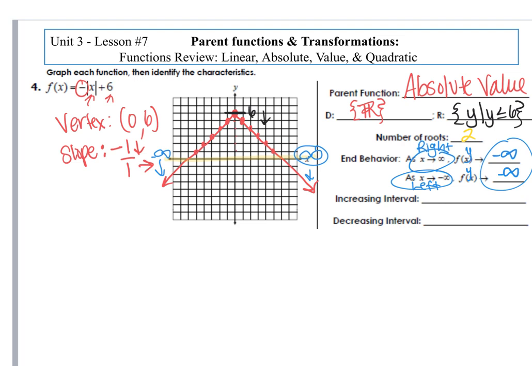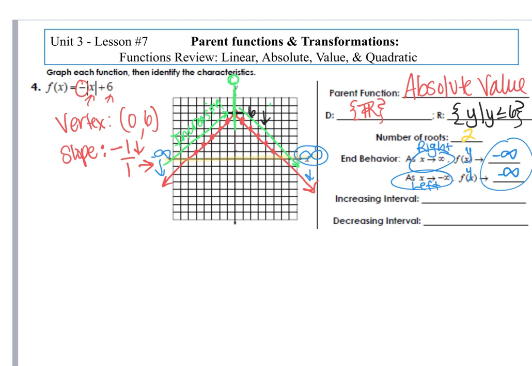Okay, increasing and decreasing intervals. Where do we have a slope that's moving up, and where do we have a slope that's moving down? So the vertex is always our turning point. As we move left to right, which is the way we should read graphs, I'm going up until the vertex here. And it's the x value, so the x value of this vertex is 0. And then on the right side of the vertex, we are decreasing, going down. So this side is my increasing.